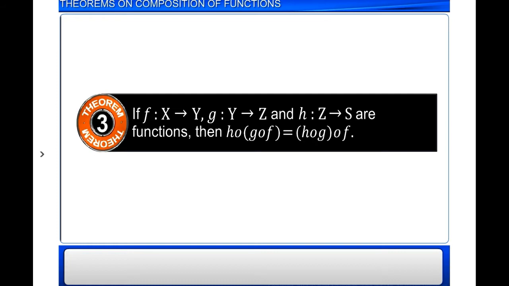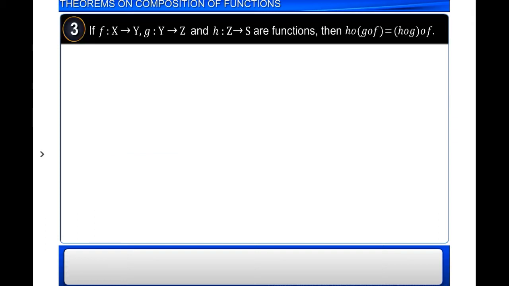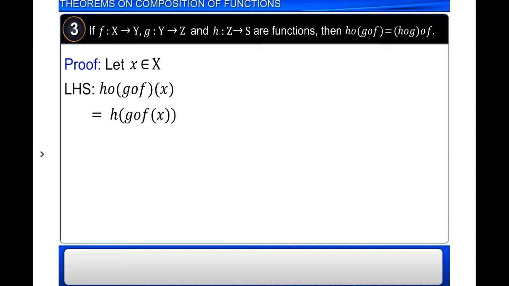If f is a function defined from X to Y, g is a function defined from Y to Z, and h is a function defined from Z to S, then the composition of functions satisfies the associative property. Consider any arbitrary element x of set X. Let's begin with the left-hand side, which is the composition of the functions g circle f and h. This is equal to h of g circle f of x, which is further equal to h of g of f of x.